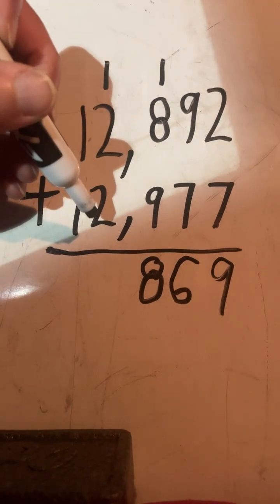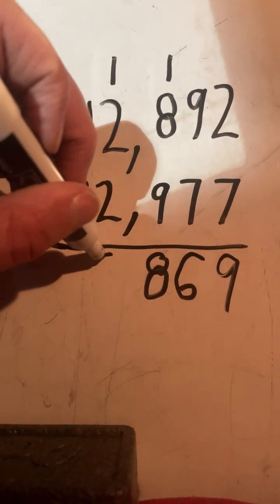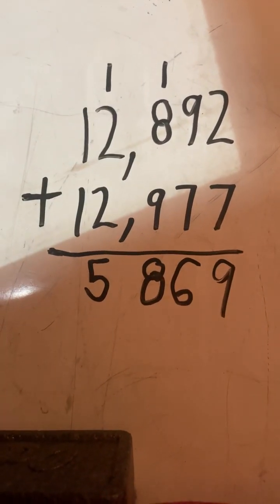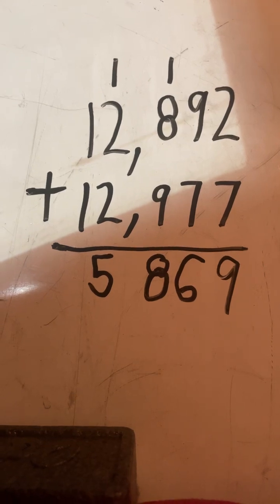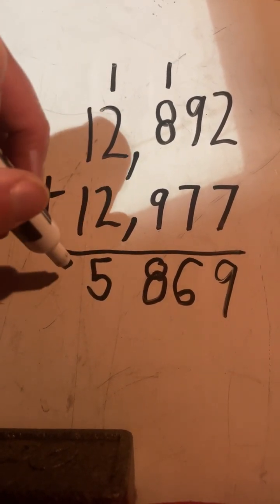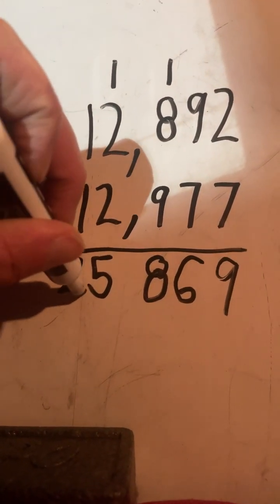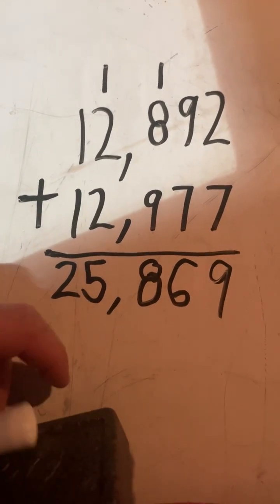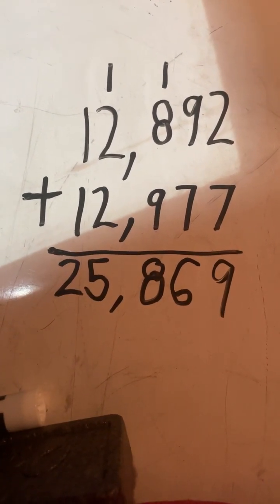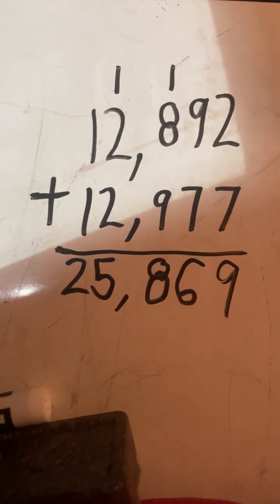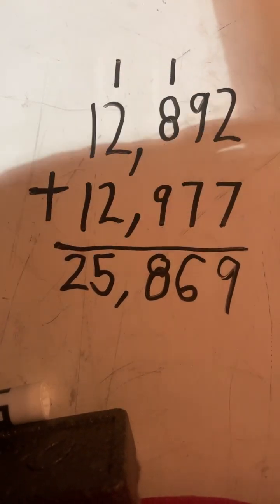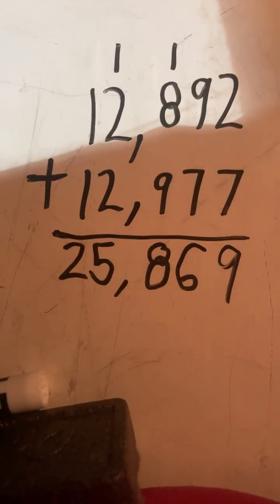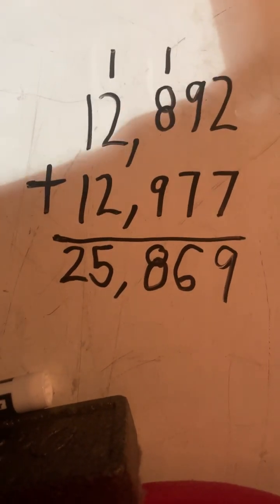2 plus 2 equals 4, plus 1 equals 5. One plus 1 equals 2. And we have our final answer. 12,892 plus 12,977 equals 25,869.